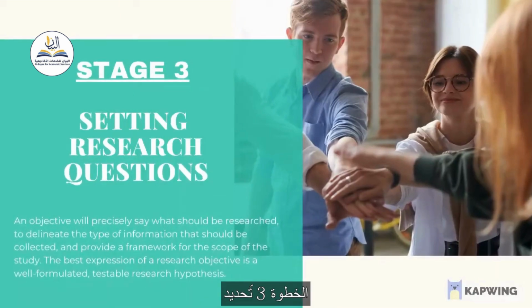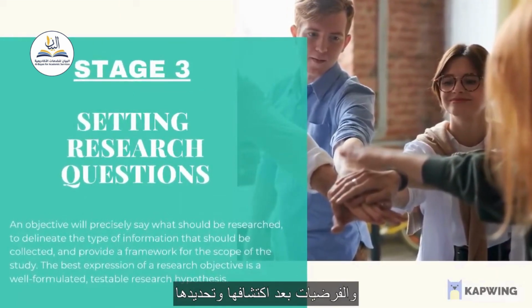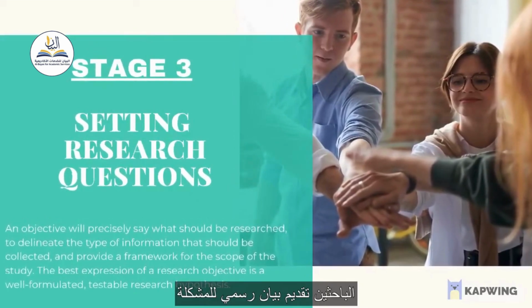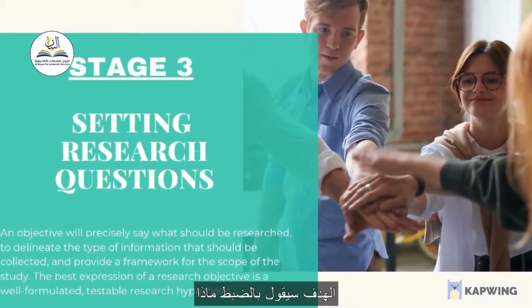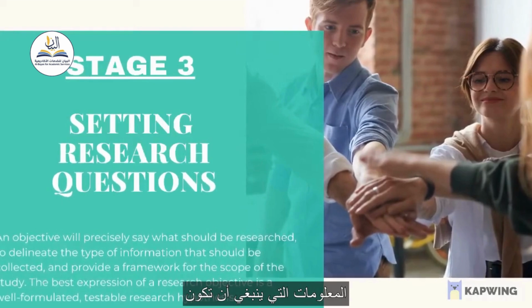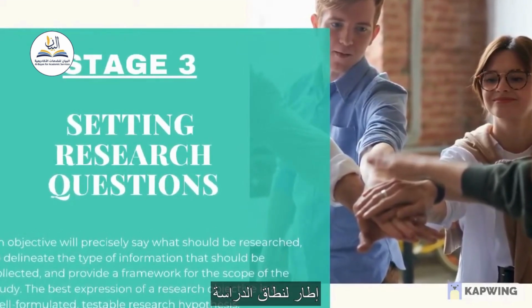Step 3. Setting research questions, objectives, and hypotheses. After discovering and defining the research problem, researchers should make a formal statement of the problem leading to research objectives. An objective will precisely say what should be researched, to delineate the type of information that should be collected, and provide a framework for the scope of the study.